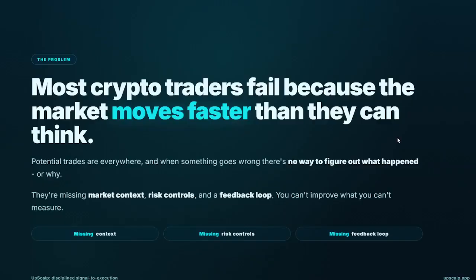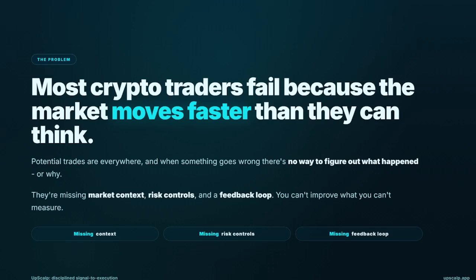Why I came to UpScalp? Well, why I decided that I needed a tool to help myself, first of all, but also that it could be something to help other people too, is that most of the time, for most traders, things are moving too quickly for them. The market is moving too fast. It looks like there's opportunities everywhere.